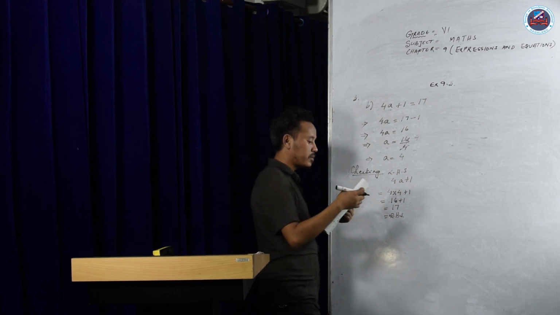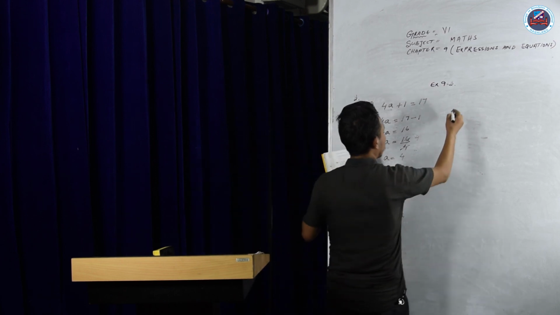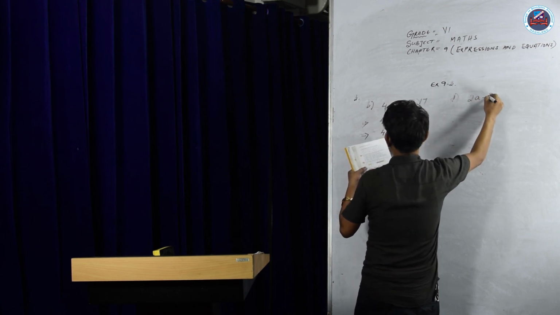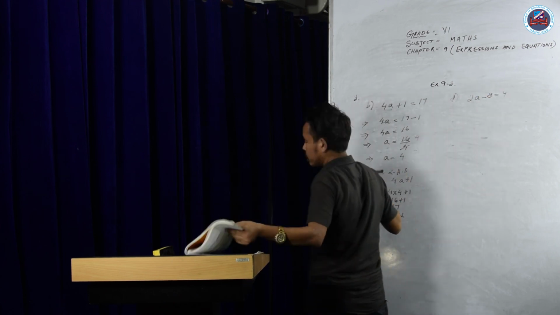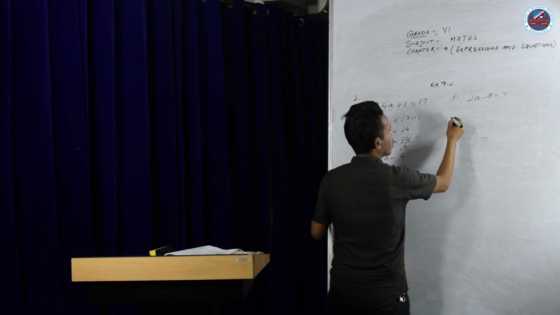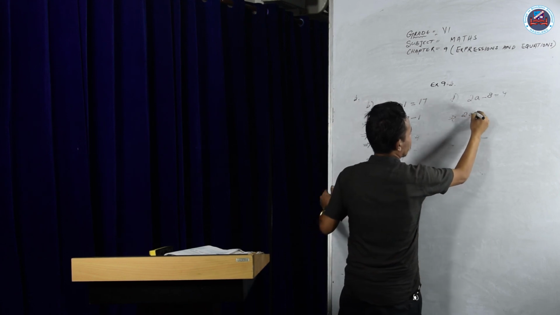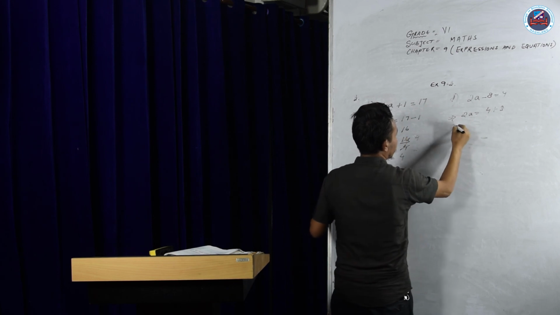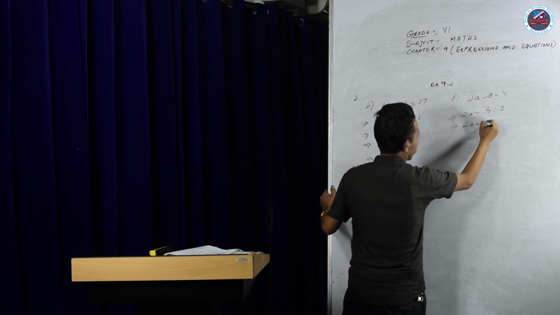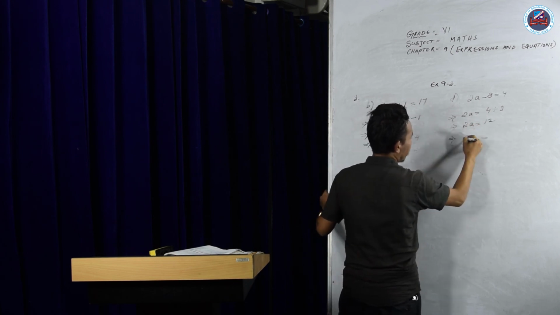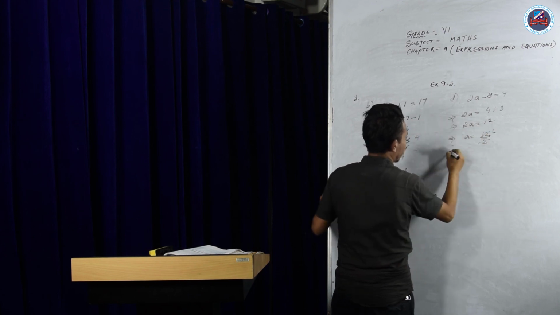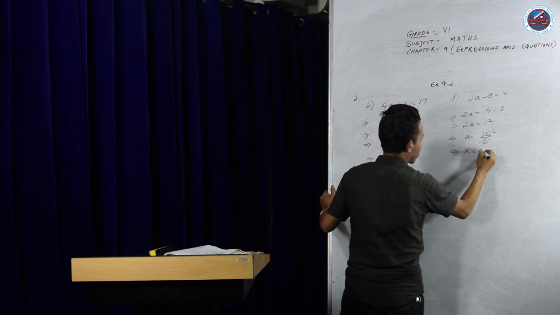Let me do one more sum. That is number D. That is 2a minus 8 equals 4. Same way, 2a equals 4, and the minus 8 to the other side becomes plus 8, which implies 2a equals 12. Implies a equals 12 divided by 2. The value of a we get as 6.